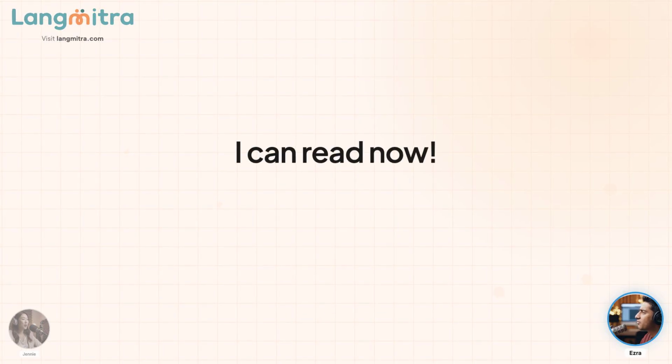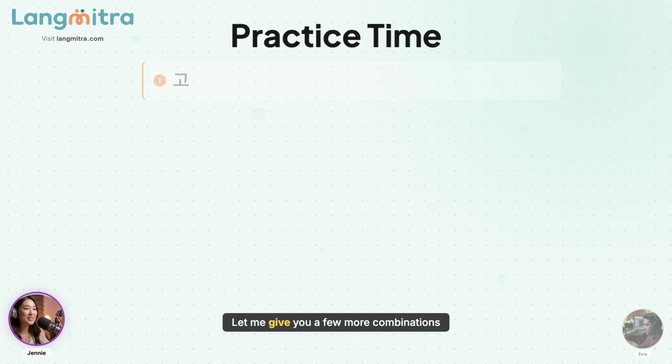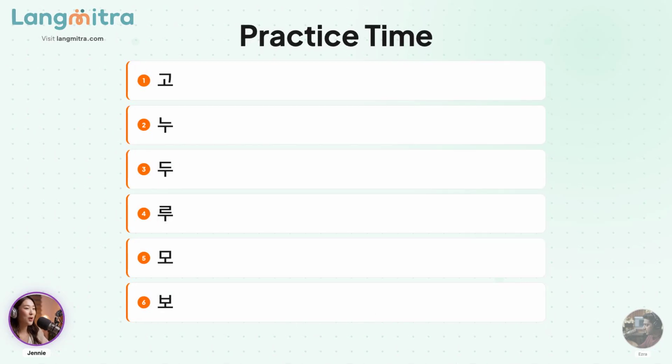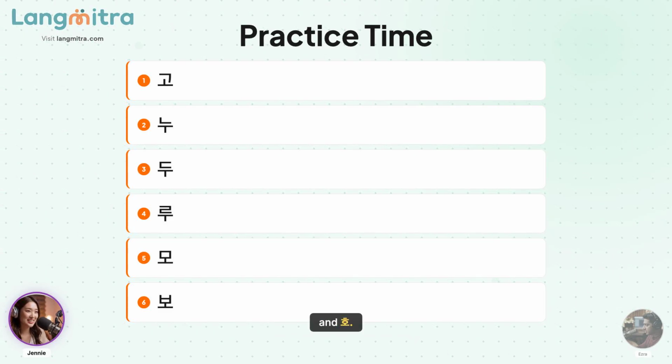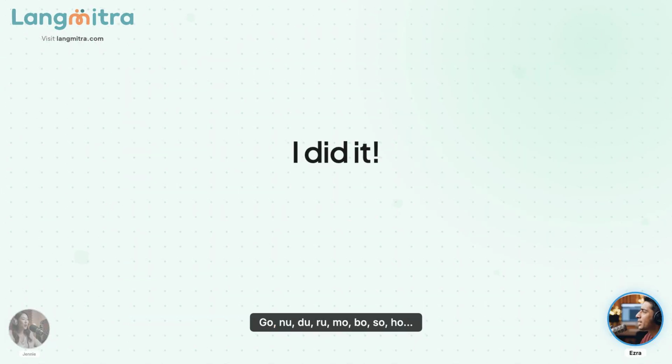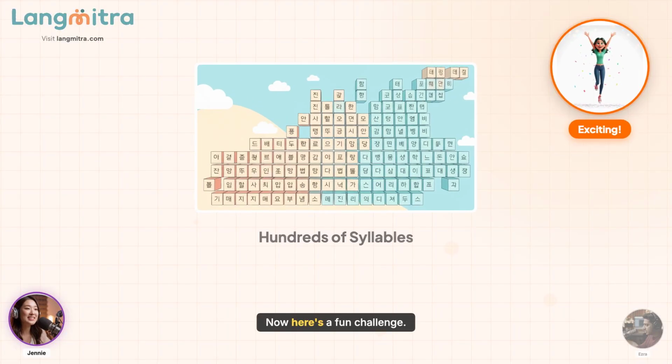This is amazing. I feel like I can actually read things now. You absolutely can. Let me give you a few more combinations to practice. Try go, nu, do, ru, mo, bo, so, and ho. Go, nu, do, ru, mo, bo, so, ho. I did it. Now, here's a fun challenge.